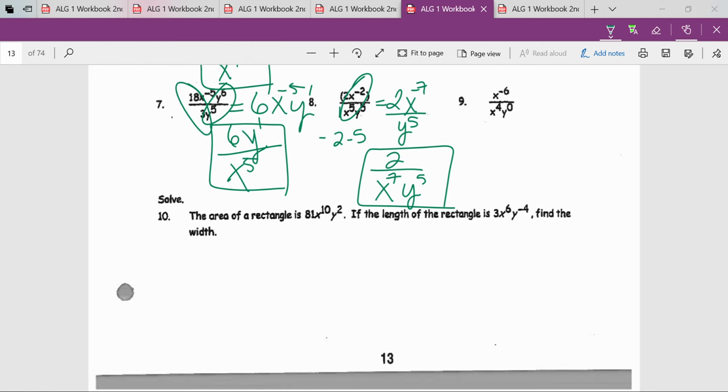Questions on that one? Okay. We have x to the negative 6 and x to the 4, so we're going to do negative 6 minus 4, which is negative 10. On the bottom, we have y to the 0. What is y to the 0? 1.